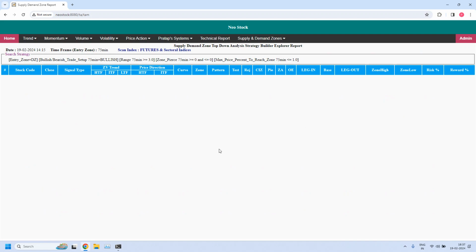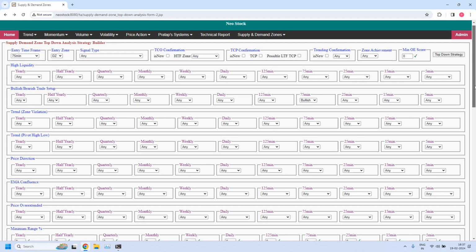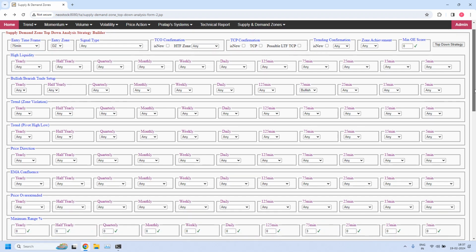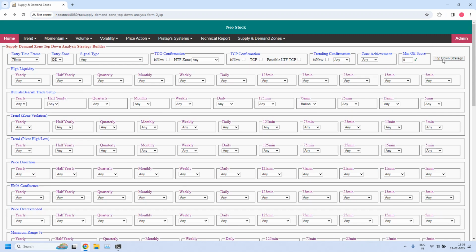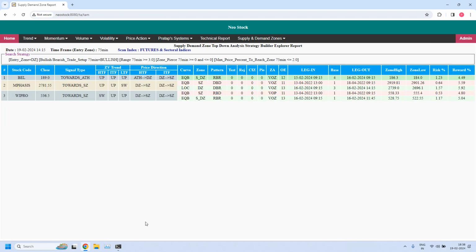No stocks are there currently within 1% to the 75 minutes demand zone. Now let us check within 2% level. If tomorrow price is down by 2%, we will get an entry. I'm changing 1% to 2%. Now 3 stocks are there which are currently supporting bullish trade setup and 2% near to the demand zone. We have BEL, Emphasis and Wipro. All these 3 stocks are supporting a bullish trade setup.